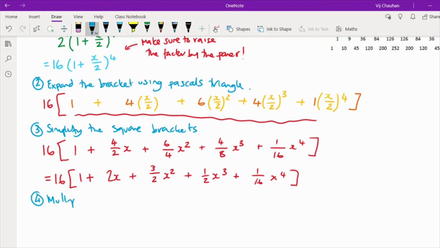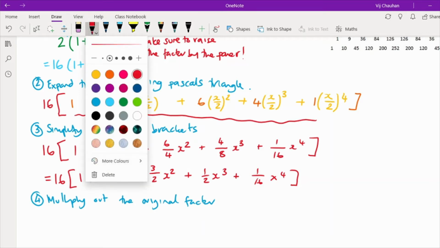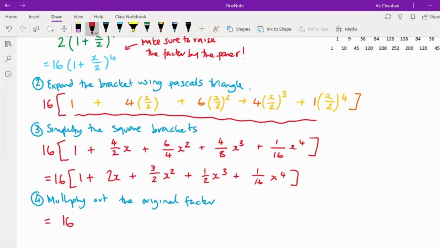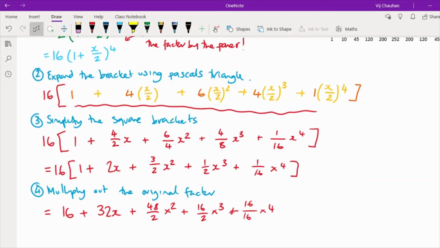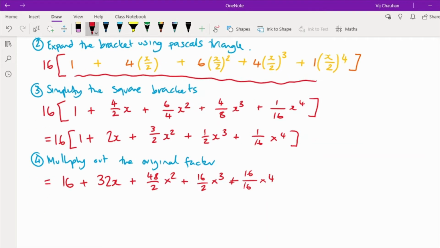So all I'm now going to do is multiply everything that's inside the square bracket by the 16. So I'm going to end up with 16 plus 32x plus 48 over 2x squared plus 16 over 2x cubed plus 16 over 16x to the power 4, which, if I then simplify each of these, and again I'm just writing out exactly what I've seen rather than simplifying it further.